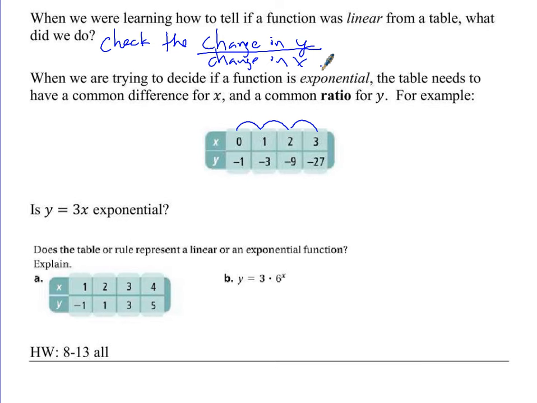When we're trying to decide if a function is exponential, the table needs to have a common difference for x. So we have to change the same amount each time here. We're adding 1, adding 1, adding 1. But a common ratio for y, which means we need to multiply by the same amount each time. From here to here, we're multiplying by 3. From here to here, we're multiplying by 3. From here to here, we're multiplying by 3. That makes this an exponential function.